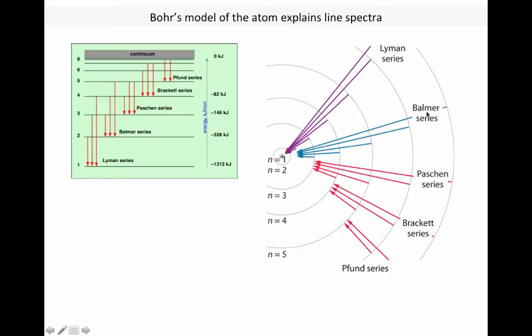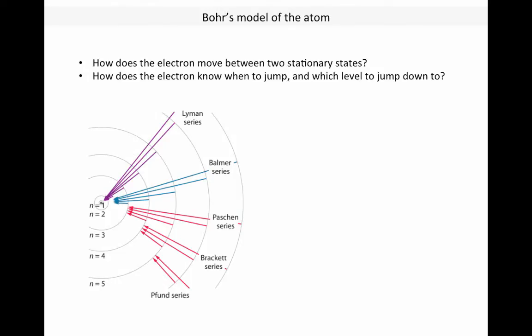Then we get the Balmer series when the electron jumps between the third orbit and the second, the fourth orbit and the second, the fifth orbit and the second, and so on. For the Paschen series, we're jumping between the fourth orbit and the third, the fifth orbit and the third, and so on. So each series is defined by the orbit the electron ends up in. Now, this is quite nice, and we'll show that it is quantitatively correct in a minute.